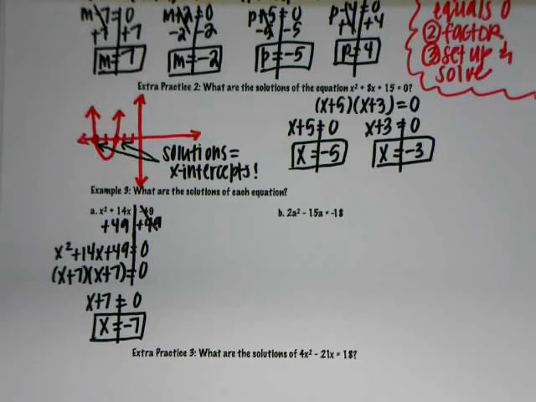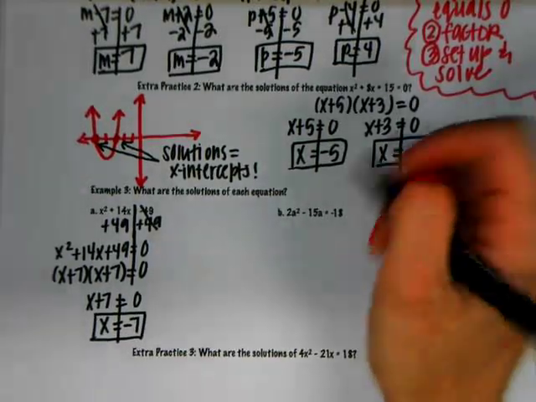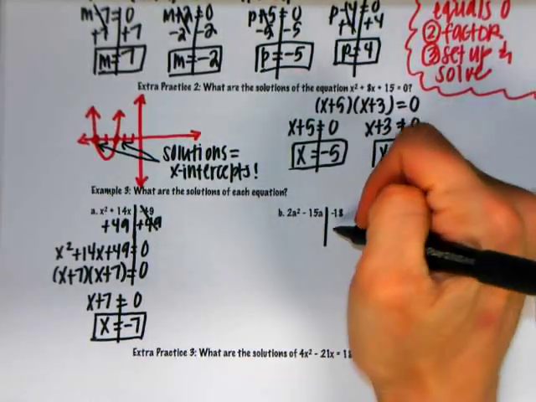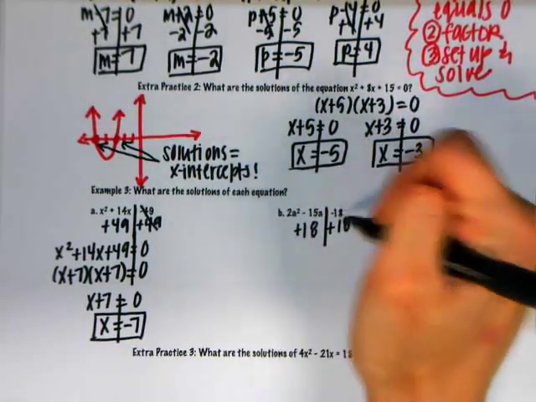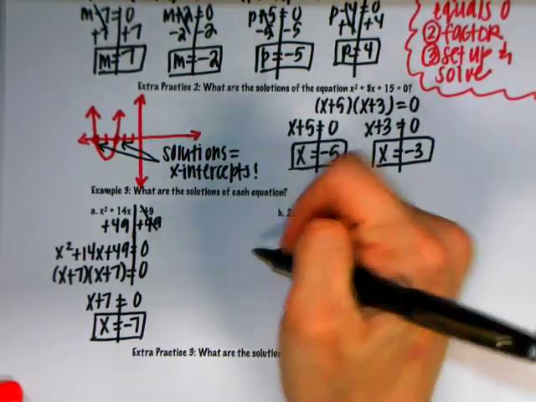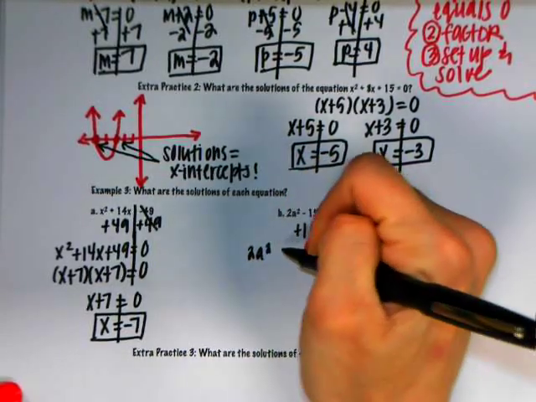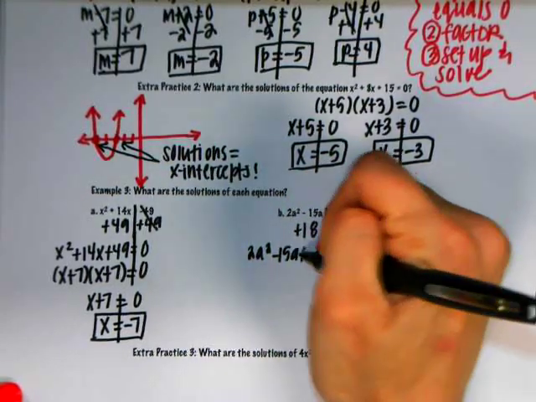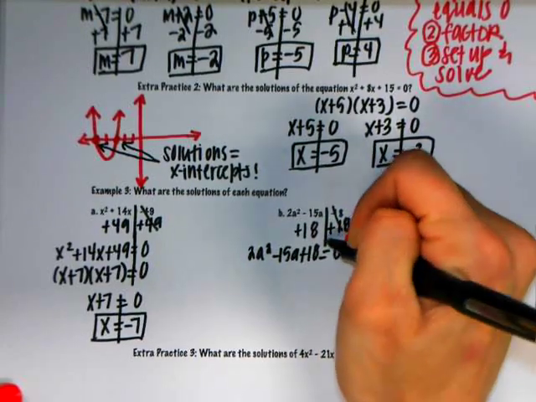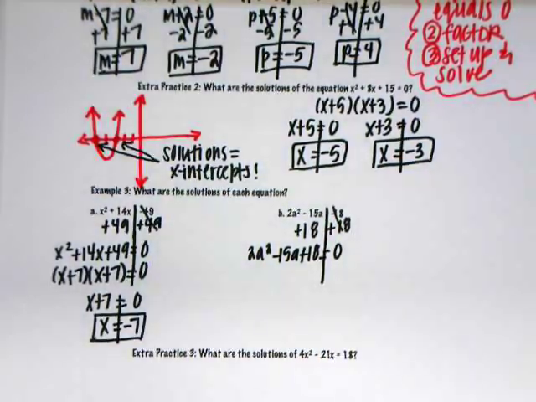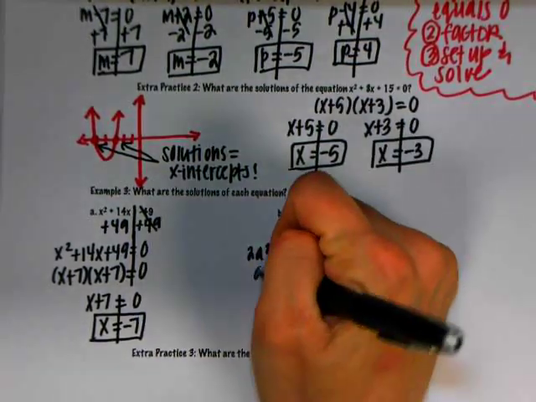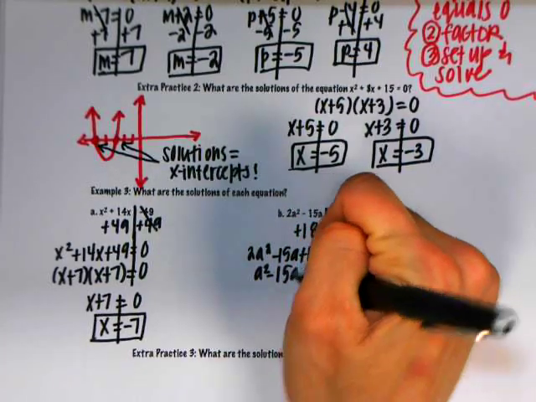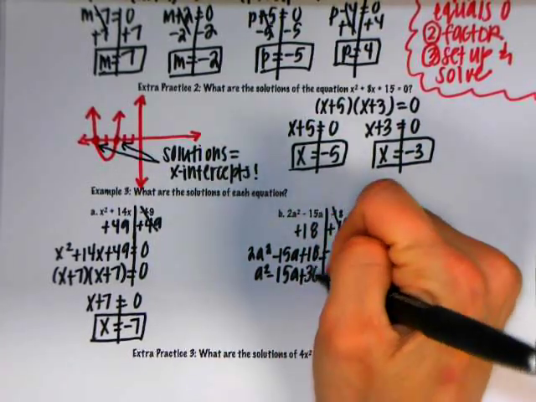All right, what about b? Does it equal 0? No, so what do I have to do? Yep, add 18 to the other side. So you're going to have 2a squared minus 15a plus 18 equals 0. Okay, factor the left. Is there a GCF? No, so you have to do bottoms up. So a squared minus 15a plus 36 equals 0.